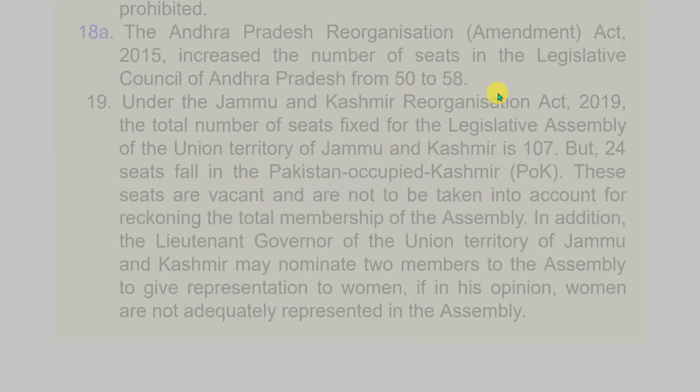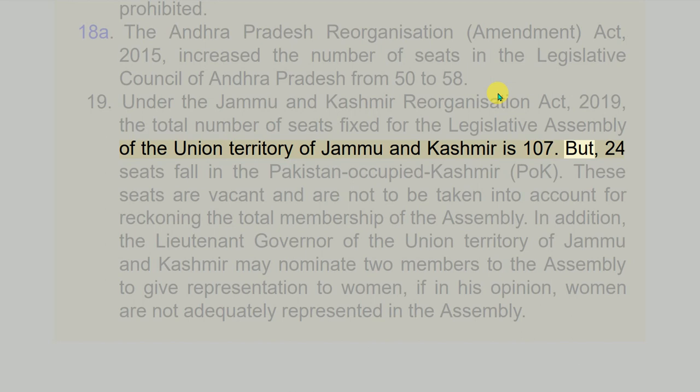The Andhra Pradesh Reorganization (Amendment) Act, 2015 increased the number of seats in the Legislative Council of Andhra Pradesh from 50 to 58. 19. Under the Jammu and Kashmir Reorganization Act, 2019, the total number of seats fixed for the Legislative Assembly of the Union Territory of Jammu and Kashmir is 107.